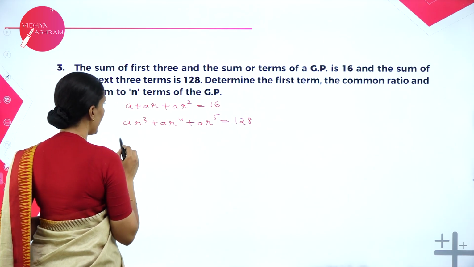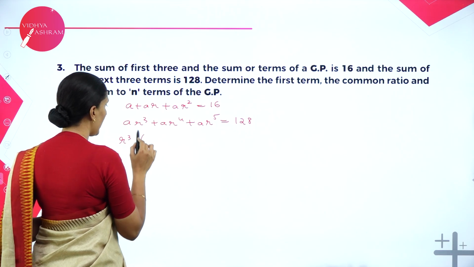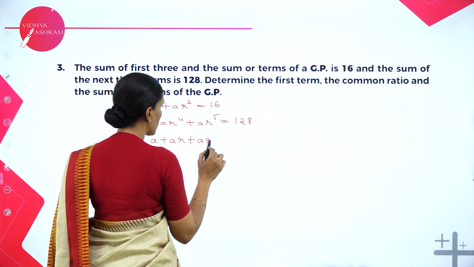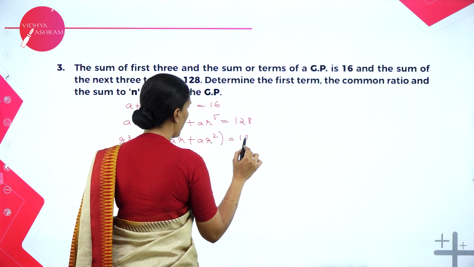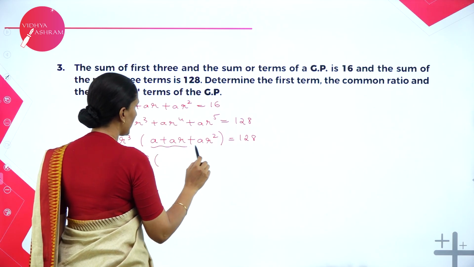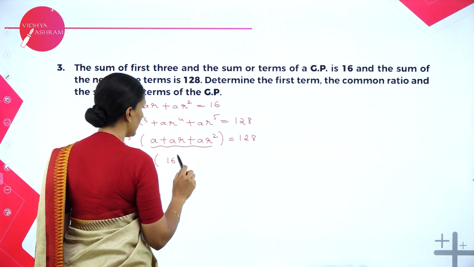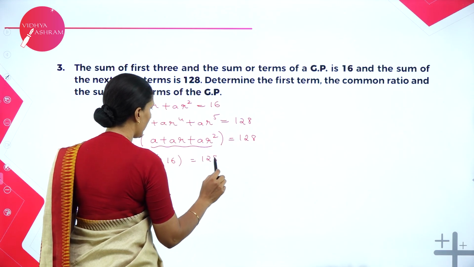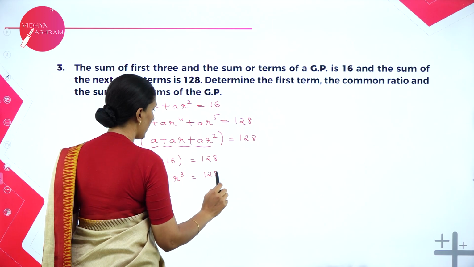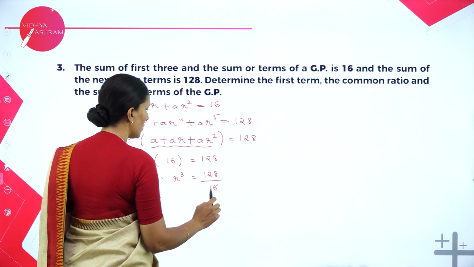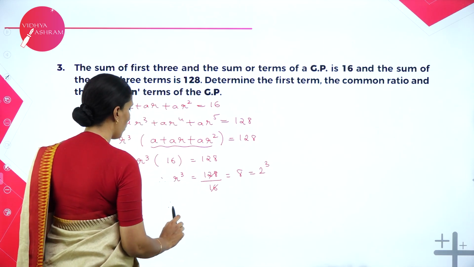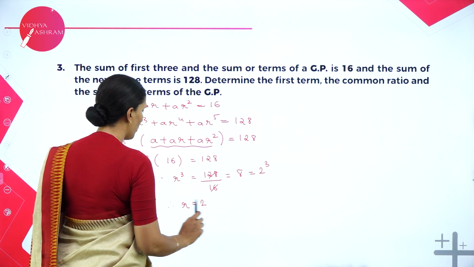So here I'll take R cube outside, then I'll get R cube times A plus AR plus AR square is equal to 128. Now inside the bracket, this is nothing but 16. So R cube into 16 is equal to 128. So therefore, R cube is equal to 128 divided by 16, which is equal to 8, which can be written as 2 cube. So therefore, the value of R is equal to 2 here.